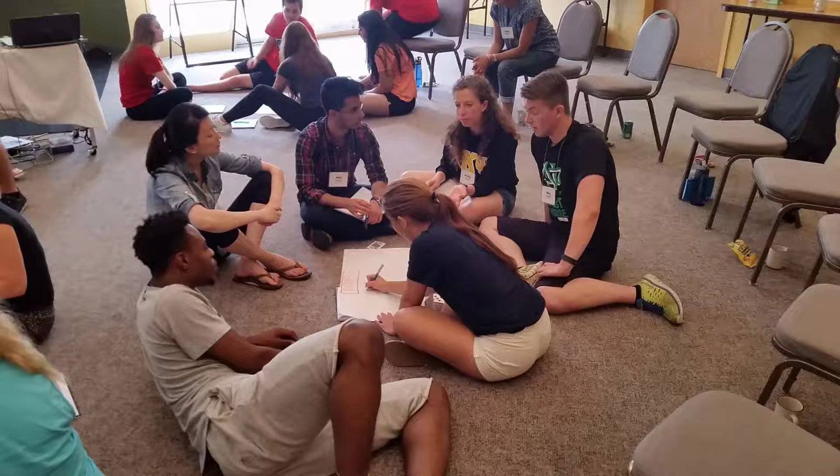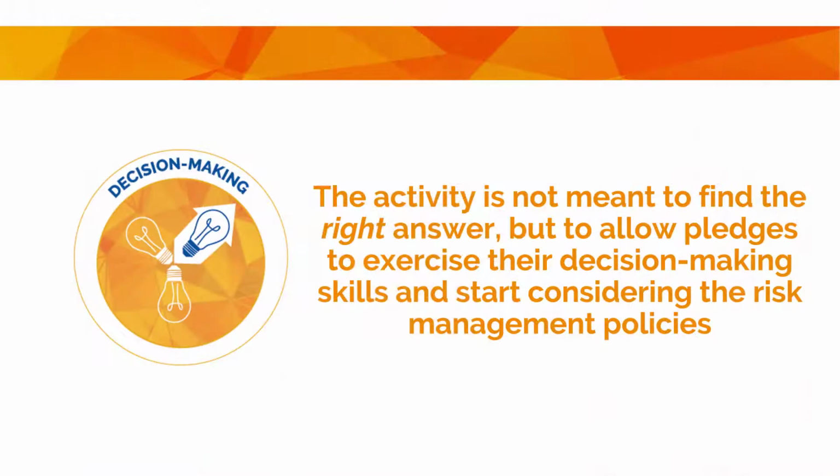After the groups share about the scenario, the fraternity educator will share the fraternity's recommended solution. This activity is not meant to find the right answer, but to allow pledges to exercise their decision-making skills and start considering the fraternity's risk management policies. We want them to understand how the policies apply to different situations and how to make positive decisions.